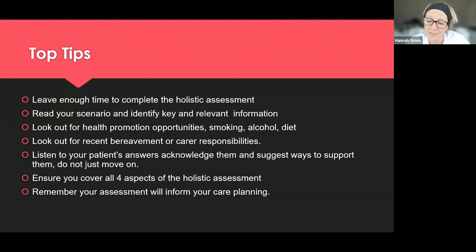Listen to your patient's answers. You'll have a patient actor, so acknowledge them and suggest ways to support them. Do not just move on with your questioning. Really make sure you are listening and engaging with that patient. Ensure you cover all four aspects of the holistic assessment, so physical, psychosocial, spiritual, and sexual health needs. And remember, your assessment will inform your care planning. So you should really be writing your care plans on the back of your assessment station. So those relevant assessment needs that you have identified should then go into forming your care plans.